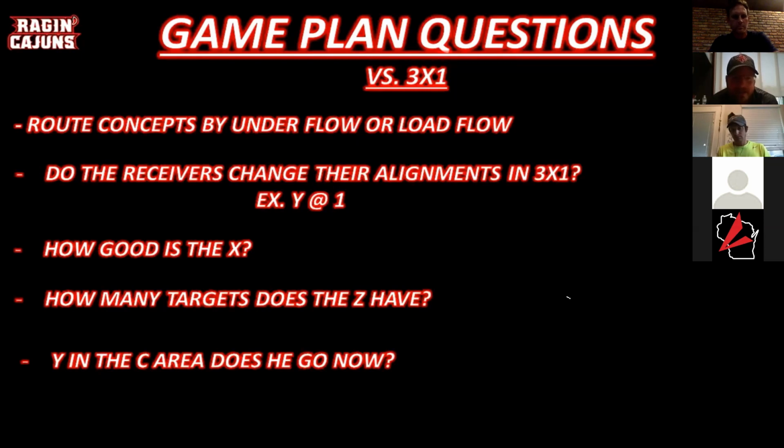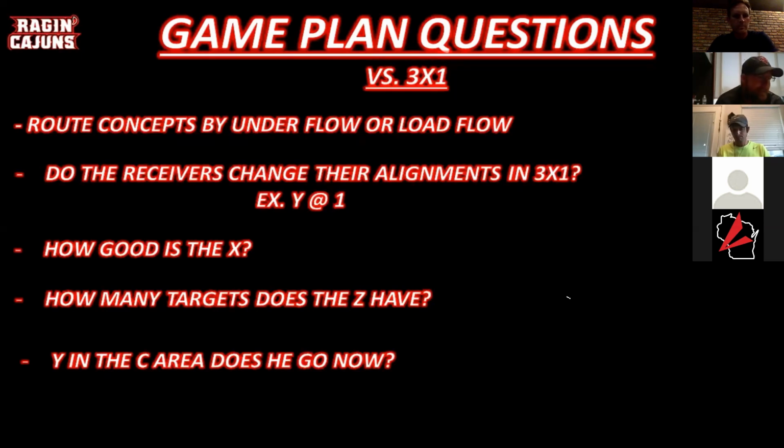The other thing I like to look at is who gets the ball in 3x1. We'll talk about that more, but how many targets does the Z actually have, the field number 1? How does he factor into the scheme? Are they all in breaking routes? Can they get the ball to him? That can determine what you want to play over there to the 3 receivers.